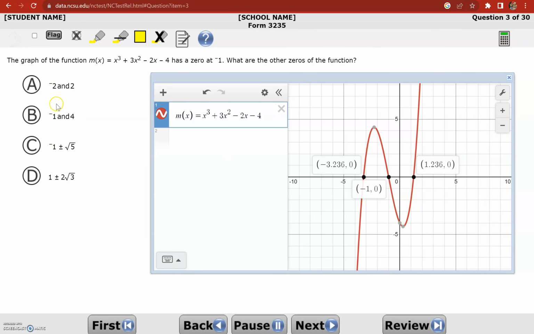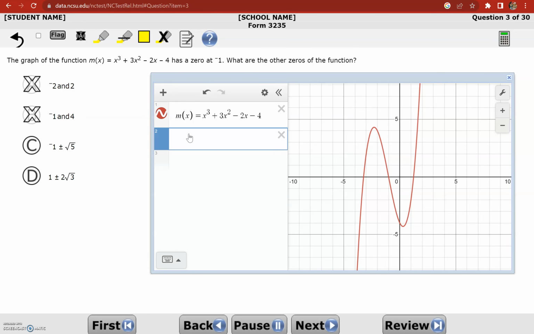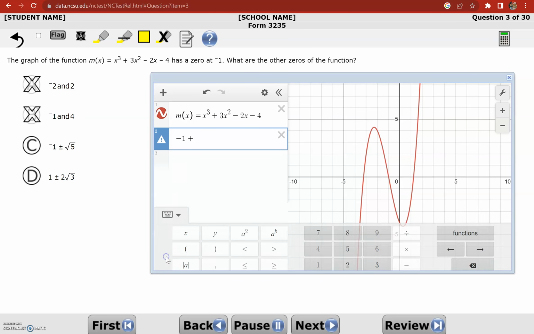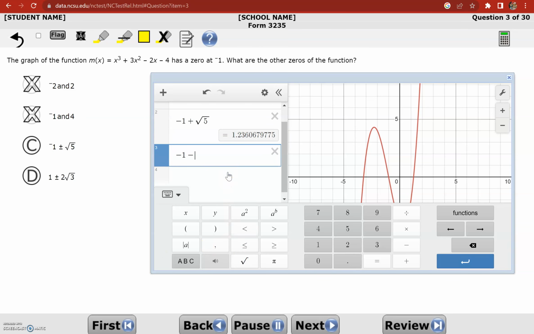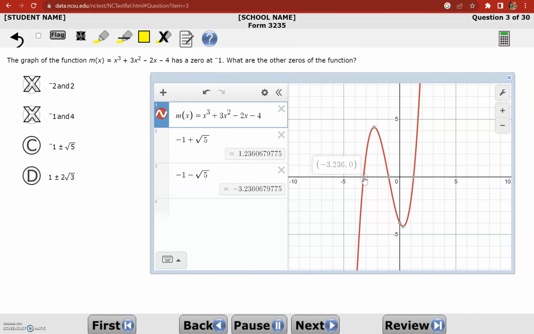Automatically option A and B are eliminated because those are not shown on the graph. So it's between option C and D. How do I get something that's not a decimal to become a decimal? Well, I can type it into Desmos. -1 plus the square root of 5 is that, and -1 minus the square root of 5 is that. Those look familiar because those were the values of the zeros on the graph. So I have determined that it is option C.